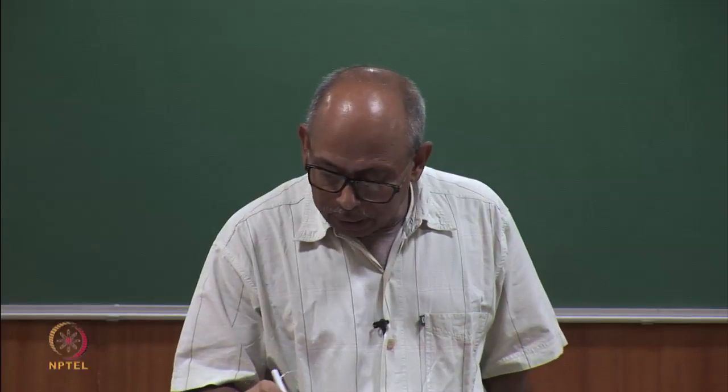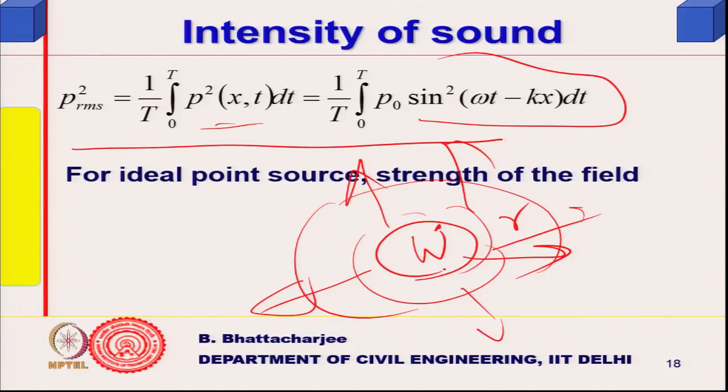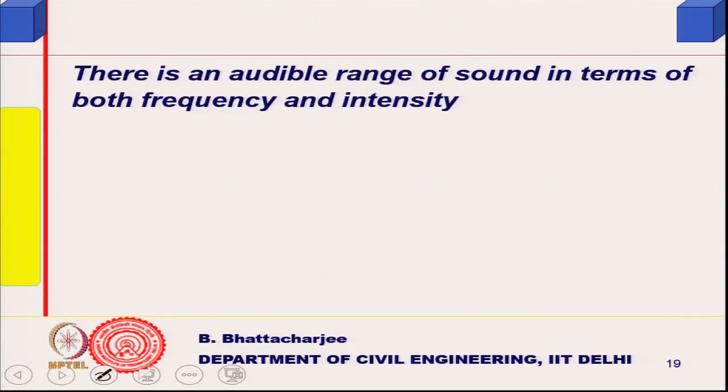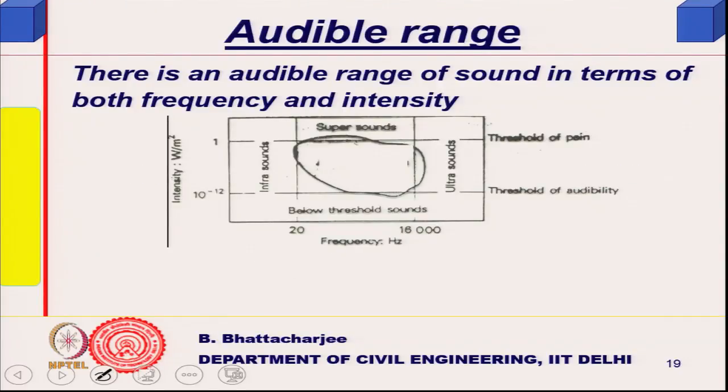Intensity is power, so energy per unit time, and per unit area I should do. So, this should simply be W divided by 4 pi r square. So, intensity for a point source at any distance r from it will be given by W divided by 4 pi r square, right. So, that is it. We will come back to this.